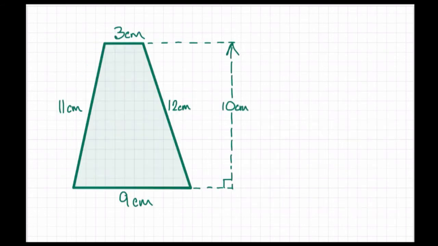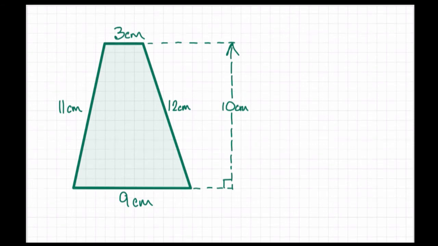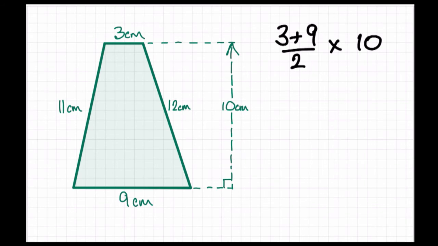Here is another trapezium with the height shown outside the shape. So what I can do is go straight to my formula and work out the average of the parallel sides. That's 3 plus 9 divided by 2. That works out the average of 3 and 9. And then that's going to be multiplied by the height, which is 10. So 3 plus 9 is 12. Half that is 6. Multiply it by 10 is 60. So the area is 60 centimeters squared.